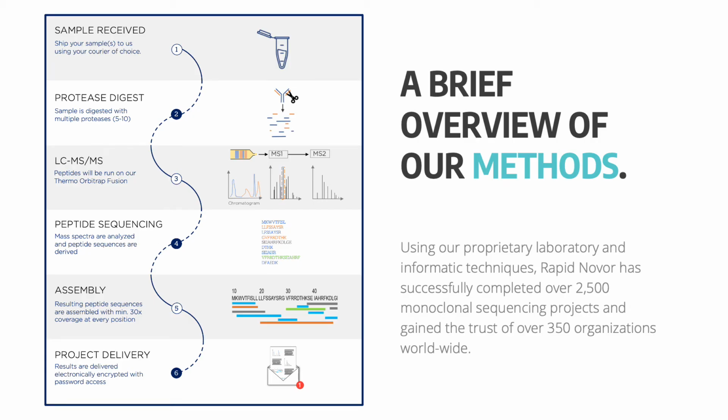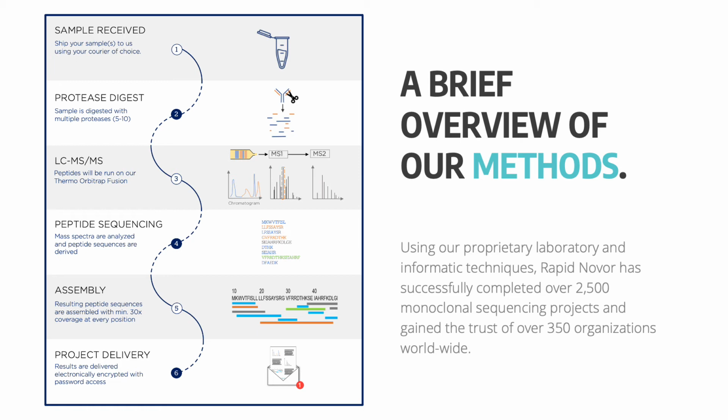So, how do we do what we do? Well, honestly, we apply a fairly standard bottom-up proteomics approach. Starting out with a purified antibody, we run a panel of 5 to 10 different protease digestions. We follow that with LC-MS, from which we can sequence the peptides and assemble a full sequence. On the face of it, there's nothing too remarkable about it. But when we look a little bit deeper, that's when it starts getting really cool.